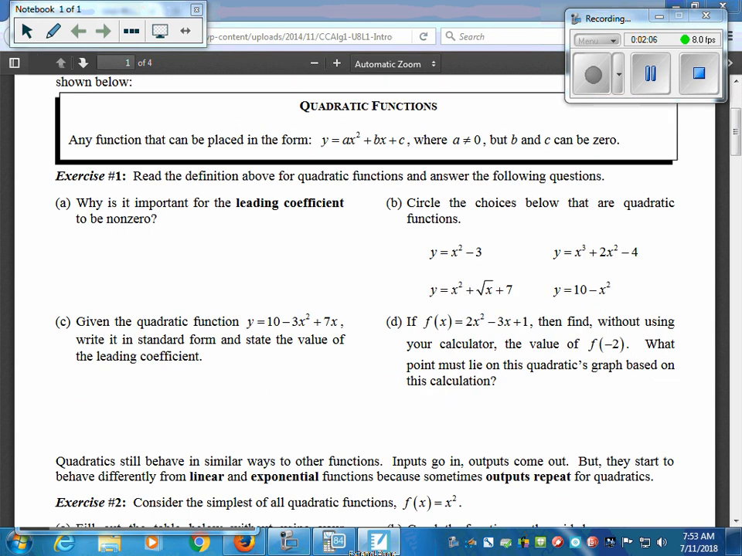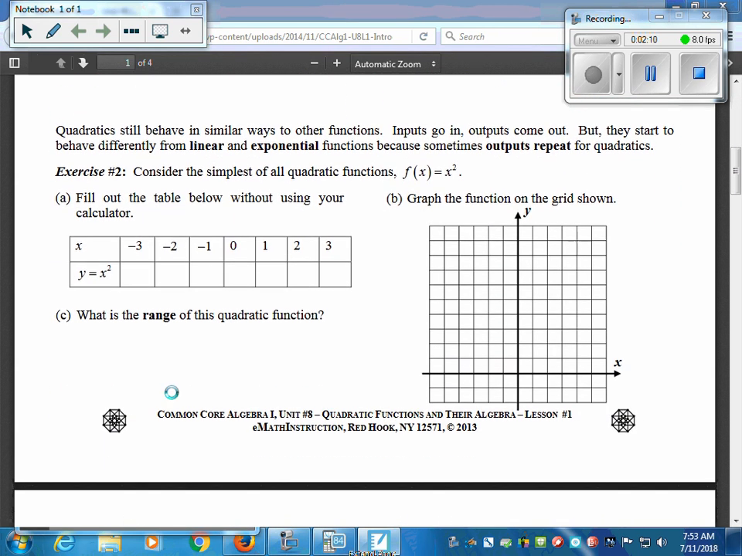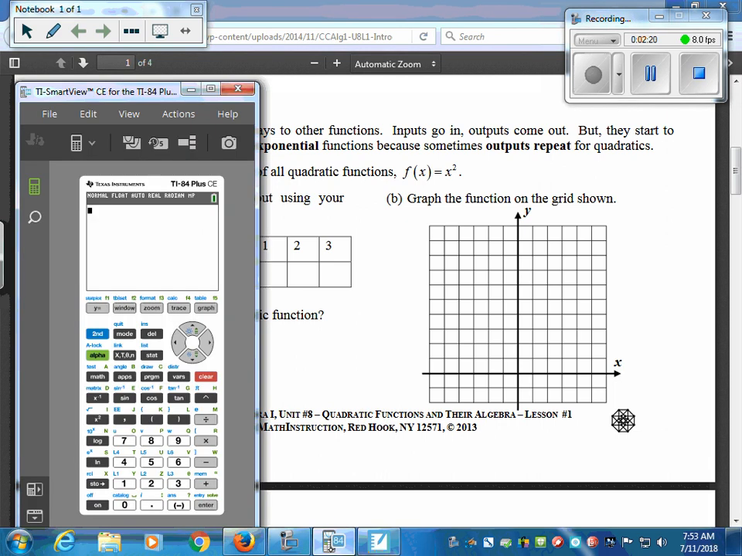So if you go down to exercise 2, we're going to talk a little about vocabulary and some of the terms that we're going to see. When we talk about a quadratic function like x squared, it's pretty basic. All you got to do is go to y equals on your graph screen and then type in the x and the squared button. And I'm going to just take a look.